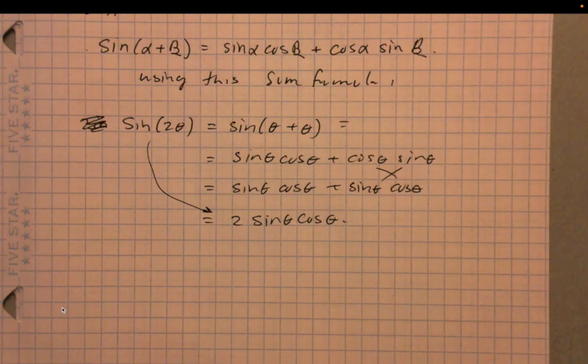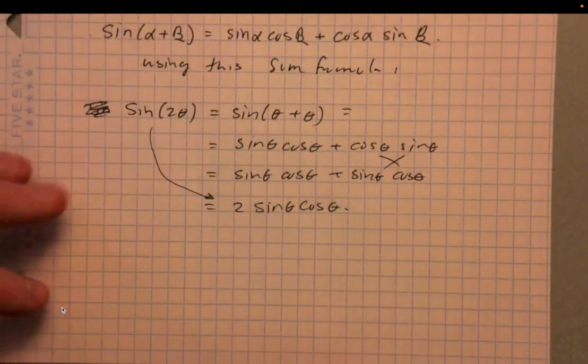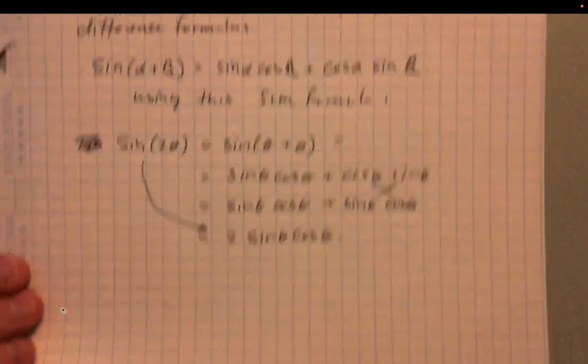The cosine is going to be very much the same. You're just going to think of cos 2 theta as cos of theta plus theta. And this is where these three formulas come from. They all come from the sum and difference formulas from the previous section. Okay, let's do an example using these.